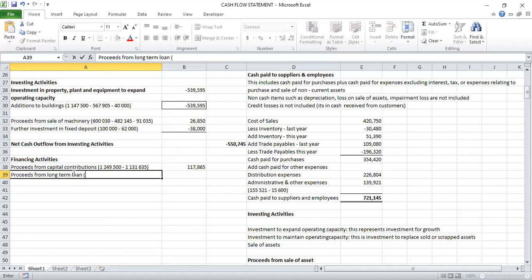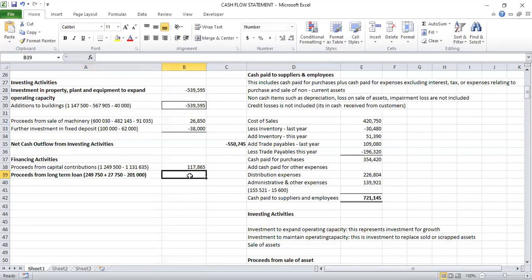So that's 249,750 plus the current portion 27,750 minus the one for last year, 201,000. If we also had the current portion last year, we could also subtract that current portion. What do we get? 76,500. So it's money coming in. If the loan was going down, it could have meant that we have repaid, so we're going to include it as a negative.